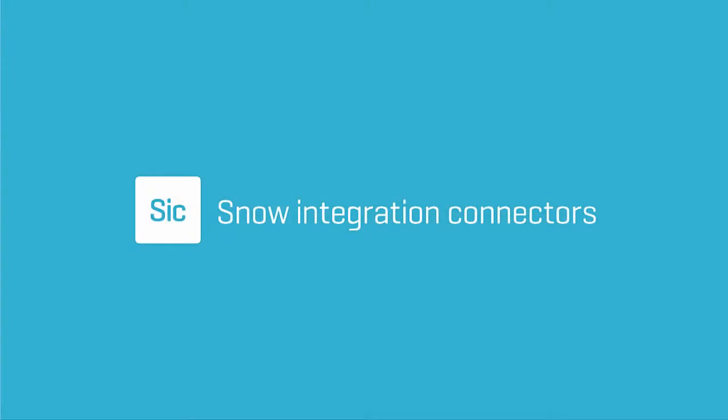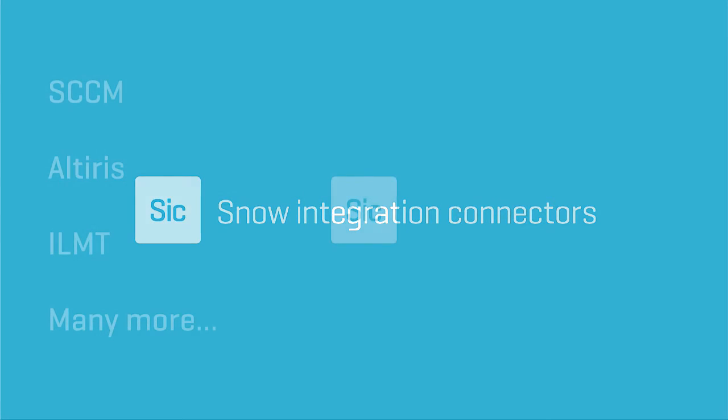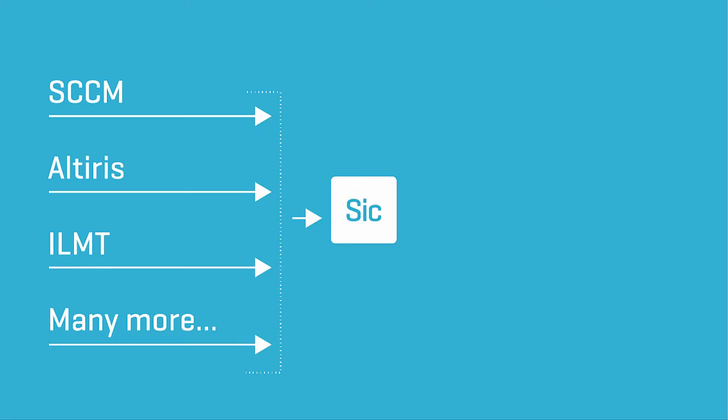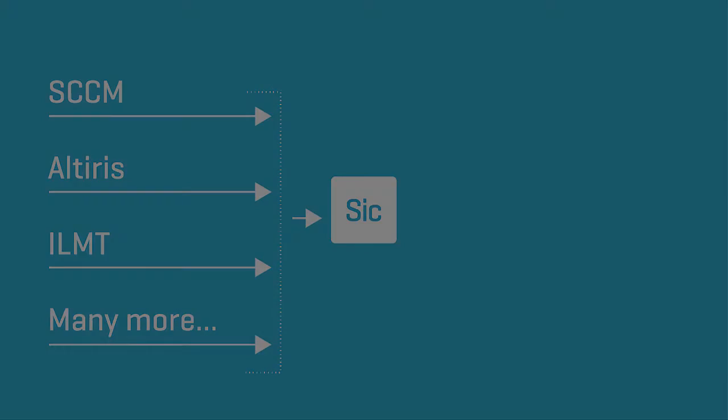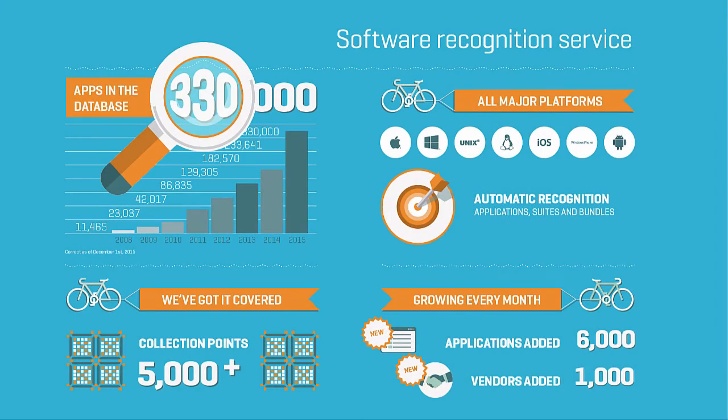If your organization already has some form of discovery technology, Snow provides integration connectors to collect and normalize data from multiple third-party inventory tools. Snow's unique software recognition service automatically identifies and classifies over 300,000 applications from more than 50,000 publishers. The service cleanses and normalizes data from all inventory sources.